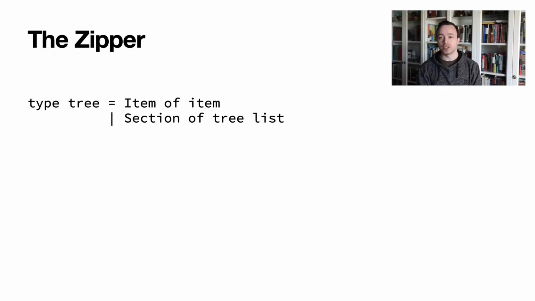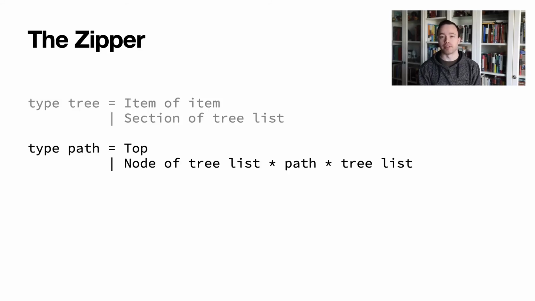The zipper is a functional data structure for navigating trees introduced by Huet in 1997. We start with a simple definition for a tree data type consisting of either an item, which is a leaf node, or a section, which is a branch. Next, we introduce the path. A path is essentially a context. It represents the part of the tree which has already been traversed and also keeps track of siblings of the subtree currently being focused on.